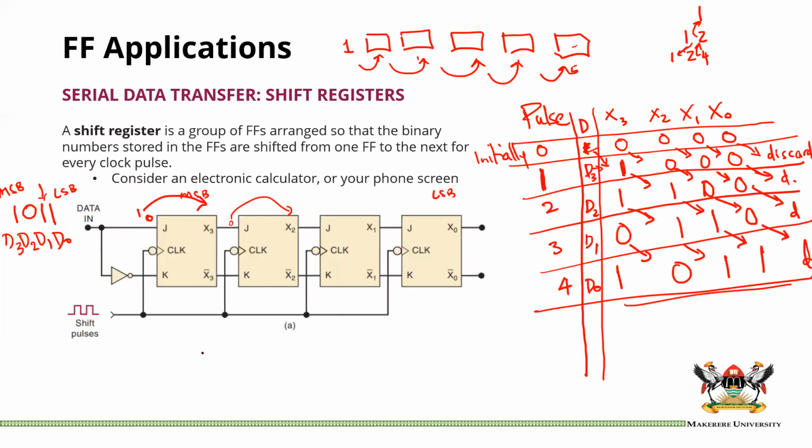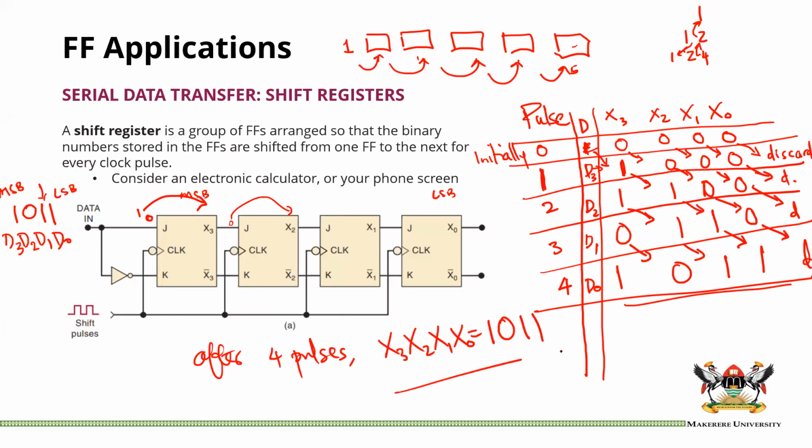So you can see that after 4 pulses, X3, X2, X1, X0, which was initially 0, is now 1, 0, 1, 1. And so we have transferred our information 1, 0, 1, 1 into the shift register. Obviously, if we keep clocking, this information will be pushed out. But if you're transferring 4 bits, you need to know that you need 4 pulses to fully transfer that information into the register that you want.